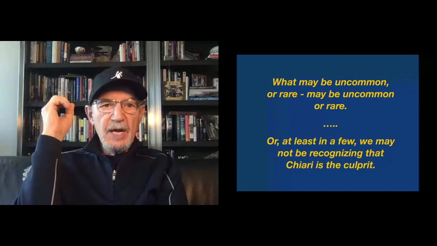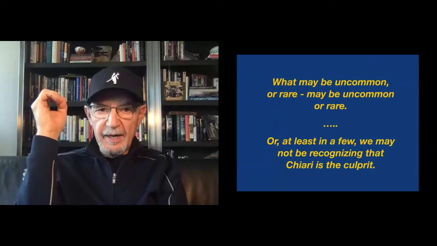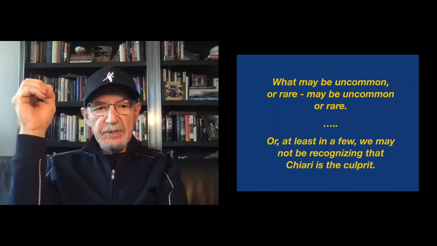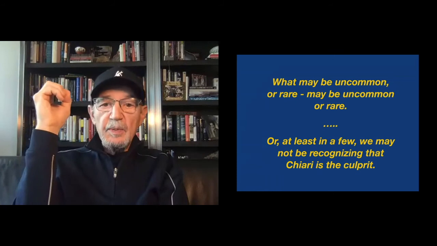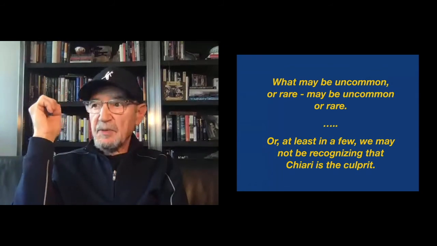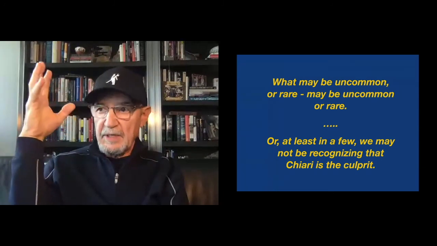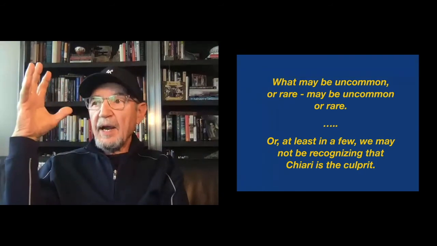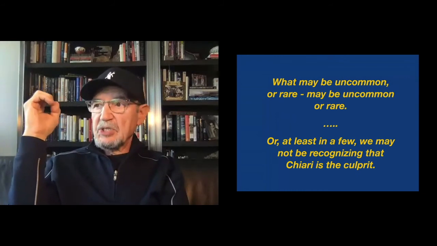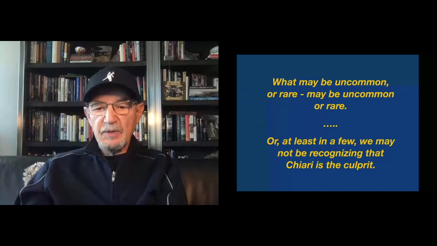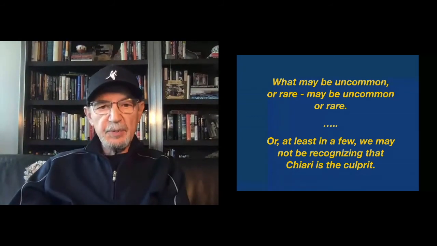So now, summarizing a little bit. What may be uncommon or rare may simply be uncommon or rare, in that this doesn't occur as often as those other symptoms. However, at least in a few patients, it may be uncommon or rare because we're not recognizing that Chiari is the culprit. So the key message from the presentation is we at least need to be aware of these. Most clinicians recognize the uncommon, but the rare things like facial nerve palsy and paroxysmal rage are so uncommon that those probably aren't at the top of the mind when we see folks. So that was the clear mission of the presentation, just to raise awareness that there are these other symptoms out there.